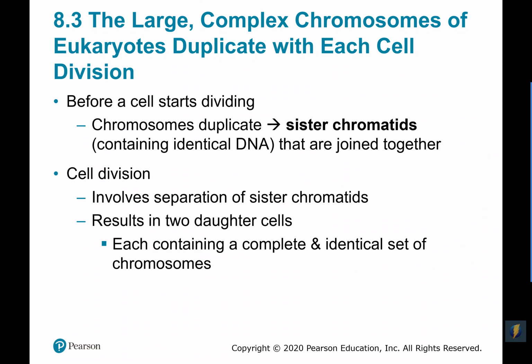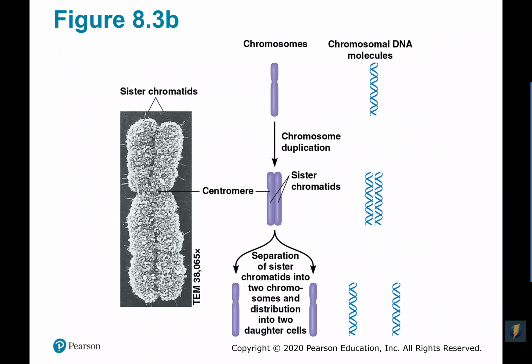So before a cell does start to divide, just as we saw in the prokaryotic cells, the chromosomes will duplicate. Here in eukaryotic cells, they're now called sister chromatids, which means they have the same identical DNA, the same identical traits, and essentially they get connected to each other. The division process involves separating those two sister chromatids, resulting in two daughter cells that are genetically identical to the parent cell and to each other, each containing a complete and whole identical set of chromosomes. And that's what you see here.